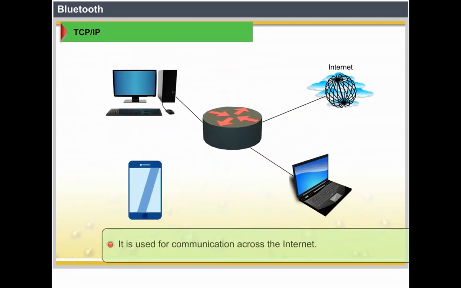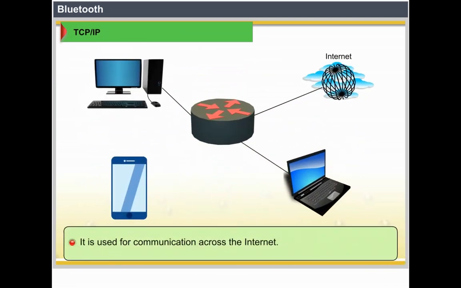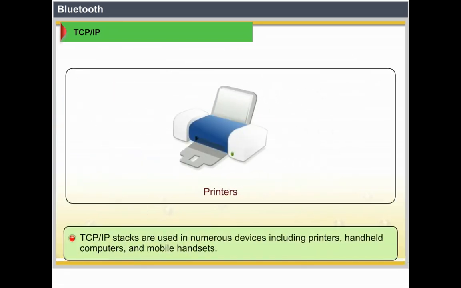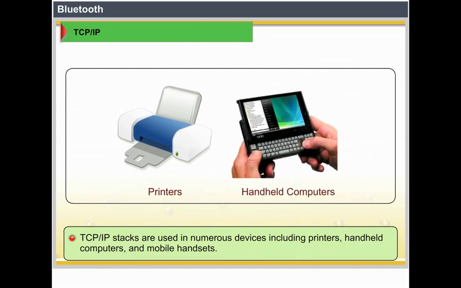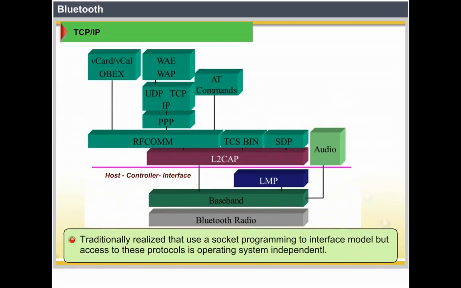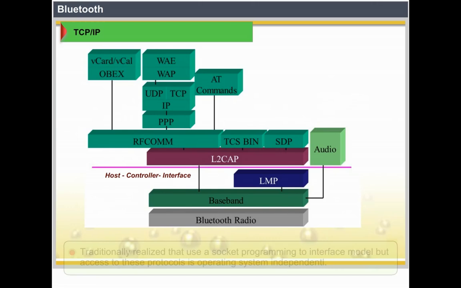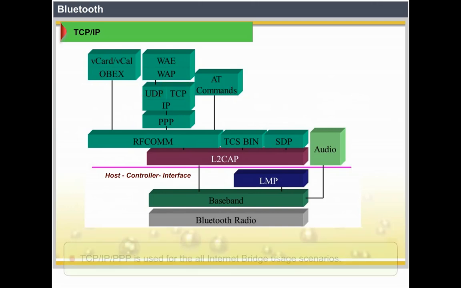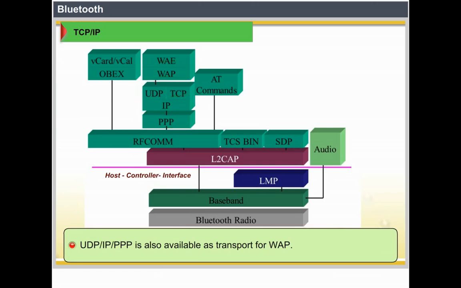TCP/IP. This protocol is used for communication across the Internet. TCP/IP stacks are used in numerous devices, including printers, handheld computers, and mobile handsets. Access to these protocols is operating system independent, although traditionally realized using a socket programming interface model. TCP/IP PPP is used for the all-internet bridge usage scenarios. UDP/IP PPP is also available as transport for WAP.